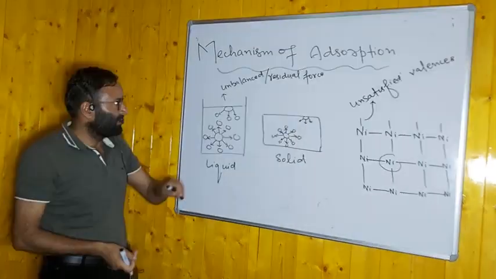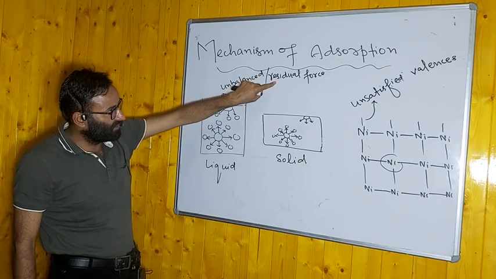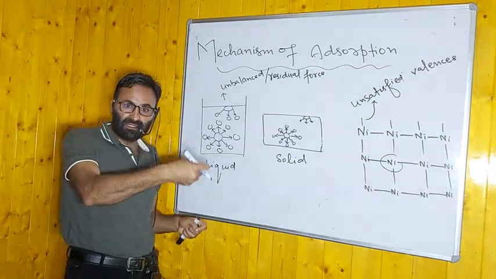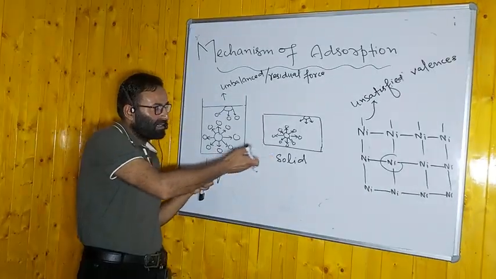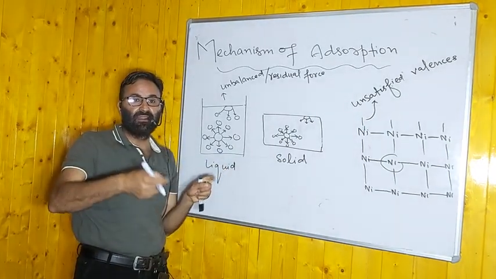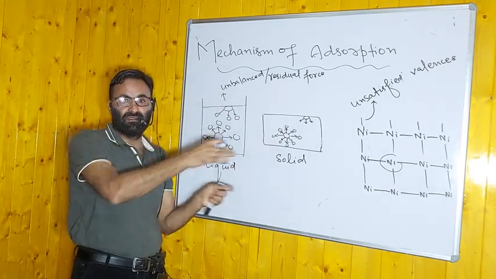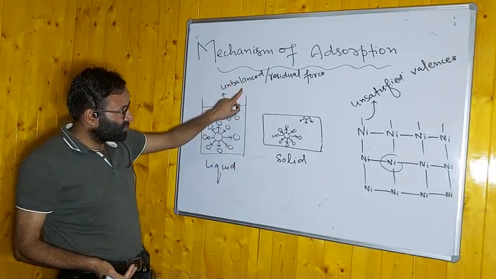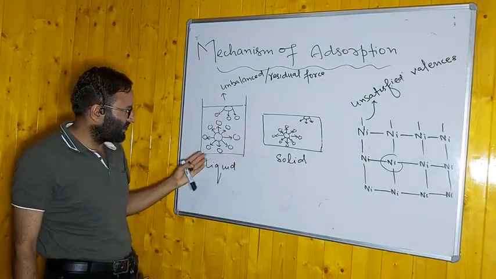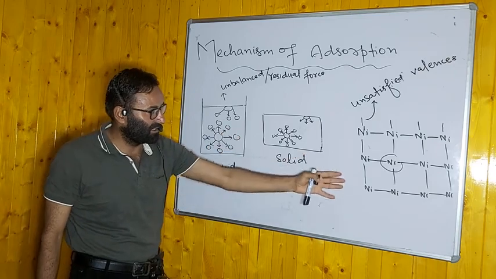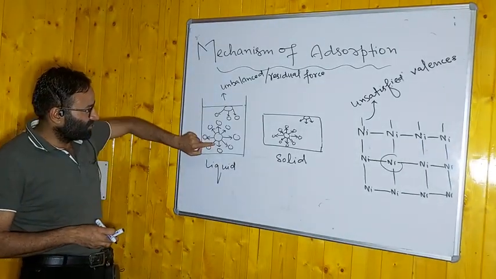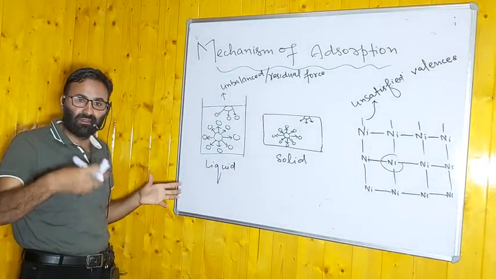It means that because of this unbalanced or residual force, or because of unsatisfied valencies, the surface of adsorbent, these are the three examples of adsorbent, has tendency to attract and retain the molecules of adsorbate on the surface. That is, because of the unbalanced or residual force, the adsorption process takes place. You can draw these three. This is the case of liquid, this is the case of solid, this is the case of nickel crystal. You have to remember the bulk molecule is being attracted by other molecules in all the directions.